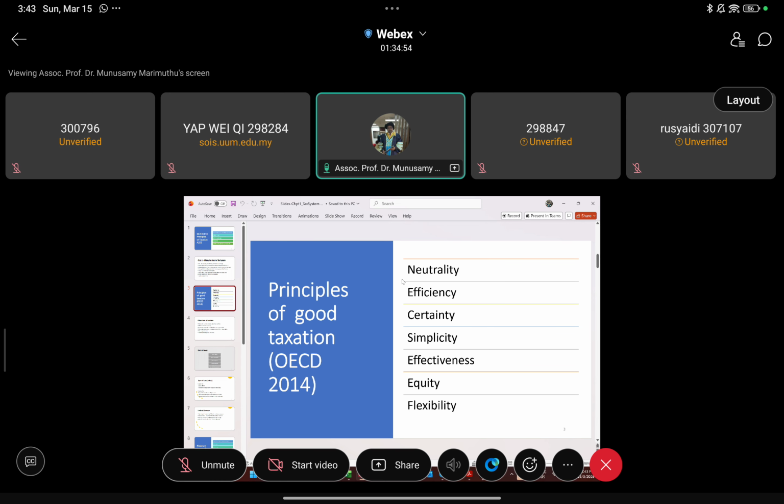Usually this is the most famous question. Of course, they won't ask a lot. They'll ask, please give 2 principles of good taxation. So if you don't understand very well, start reading, start understanding. Simple. Neutral means equal. Efficient means fast. E-filing is one of the efficient ways. Certainty, the law is there.